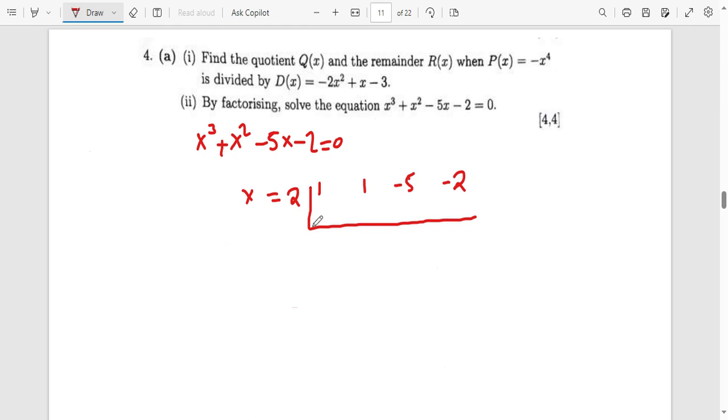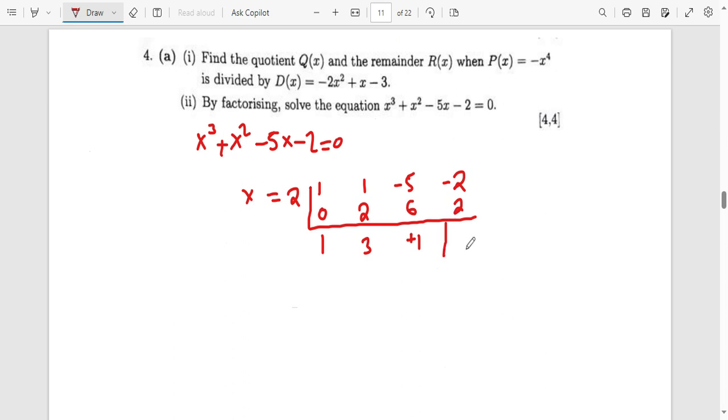So the next thing is just put a 0 down here, and then add. 1 plus 0 is 1. This one multiplied with this 2 will give you a 2. 1 plus 2 is a 3. This 3 multiplied by 2 will be 6. Negative 5 plus 6 is a positive 1. Positive 1 times 2 is a 2.